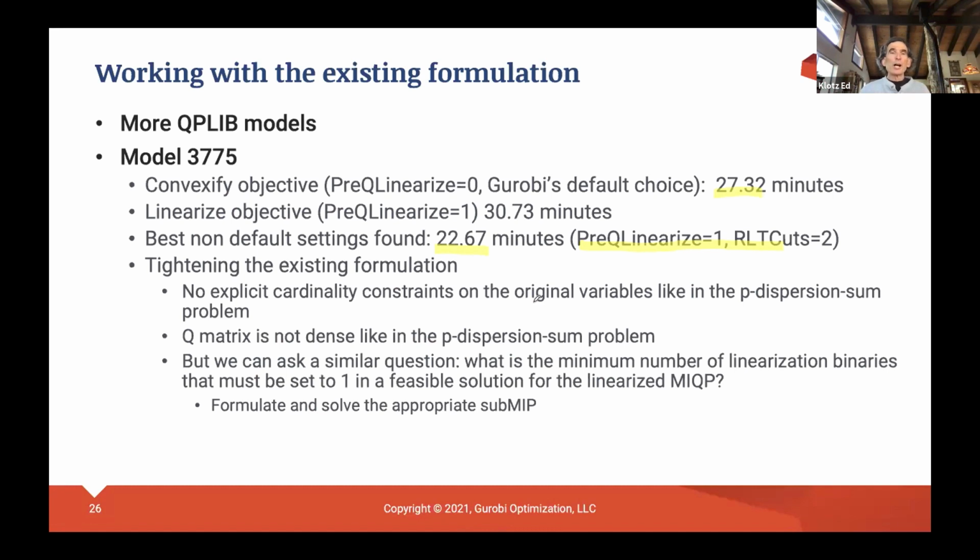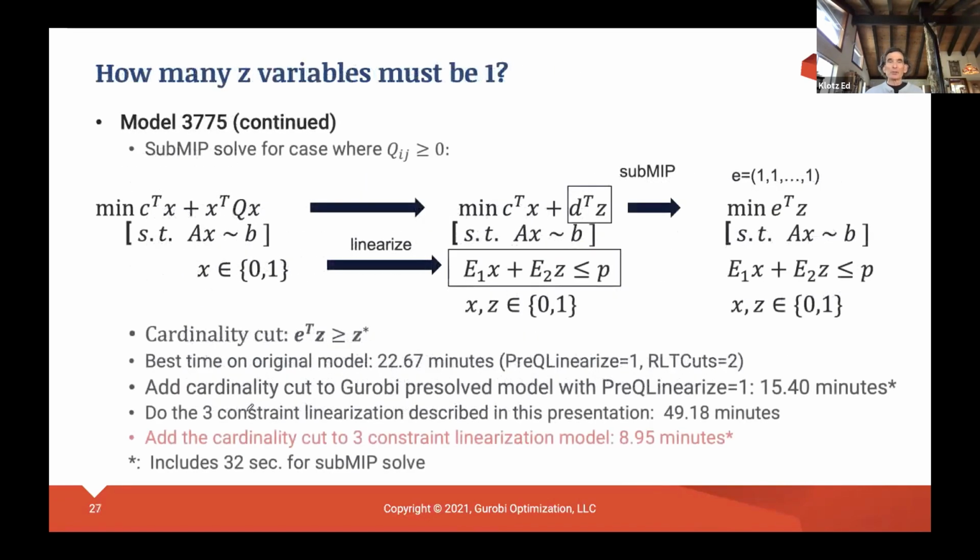Furthermore, the Q matrix was not dense. We exploited the density in the dispersion model to make use of the Padberg graph. So the Padberg graph, while it actually could be used to figure some things out, it was much more difficult to use. And in fact, there really is an easier way in this case, which is to ask the basic question that we asked there, which is, what is the minimum number of linearization binaries that must be set to 1 in a feasible solution for the linearized MIQP? And we can answer that question just by formulating and solving a submip to give us the answer.